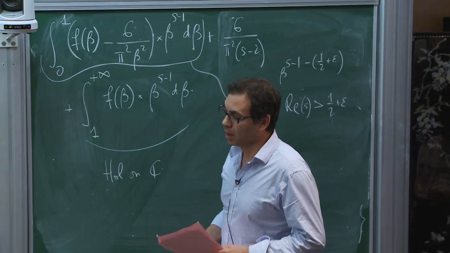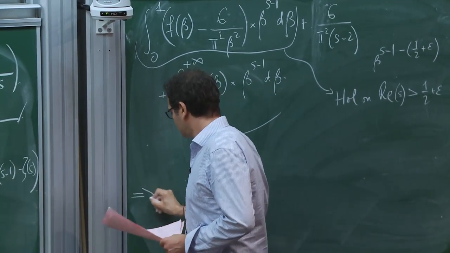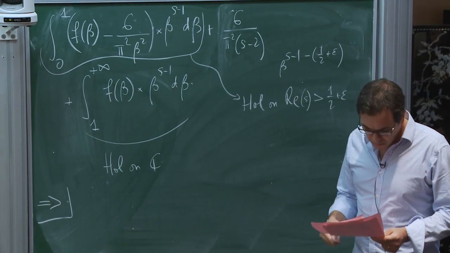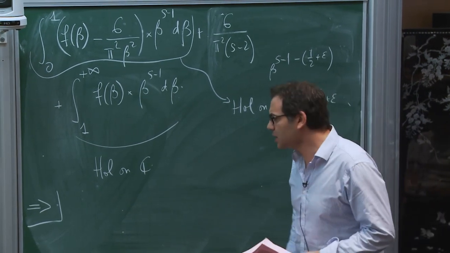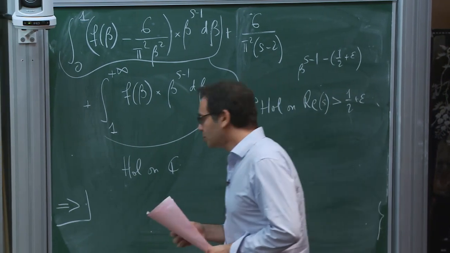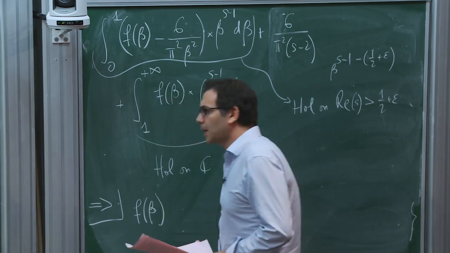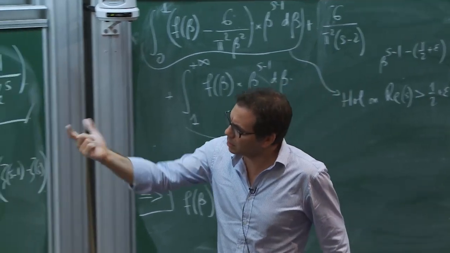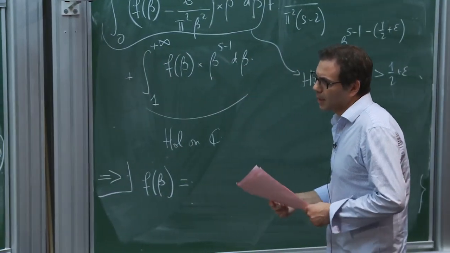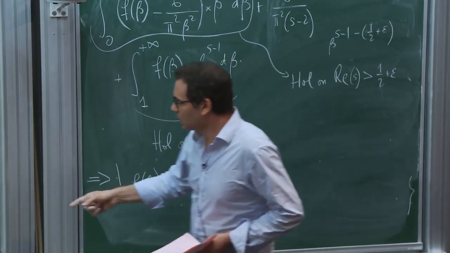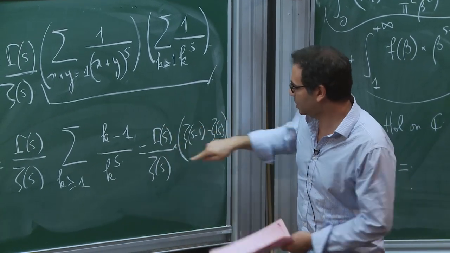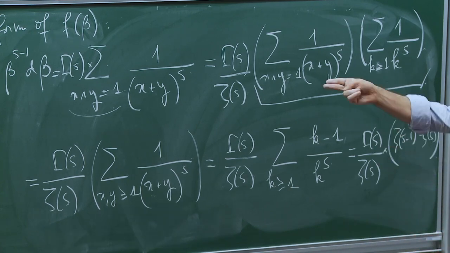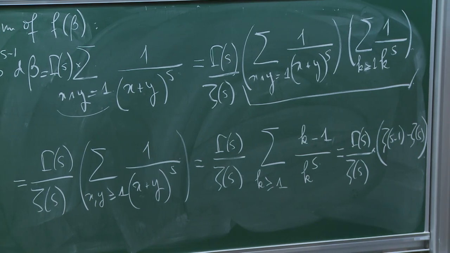So the converse is a little bit harder, but not much more. But it relies on the inverse Mellin transform formula that writes f of beta in terms of a contour integral of this function, and then you apply the residue theorem and get what you want. Well, maybe I can just write you the inverse.